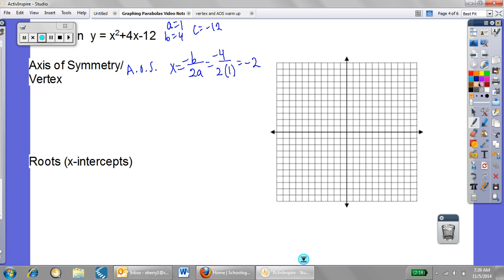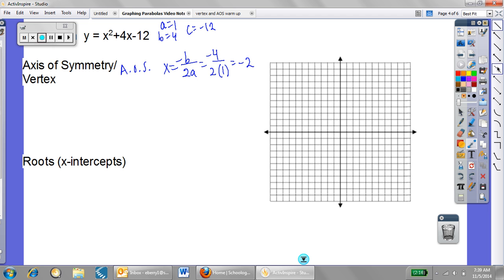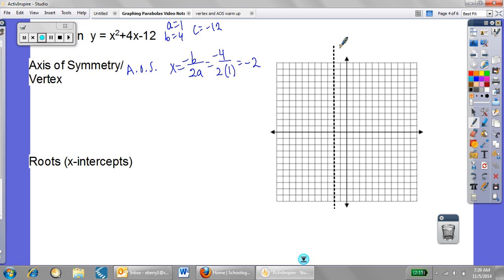As I go over to my graph, I can find negative 2 here and draw my axis of symmetry through negative 2. I'm going to do that by doing a dashed line going through negative 2. This just shows that it's an imaginary line, the axis of symmetry going through negative 2. And I'm going to label this axis of symmetry at x equals negative 2.